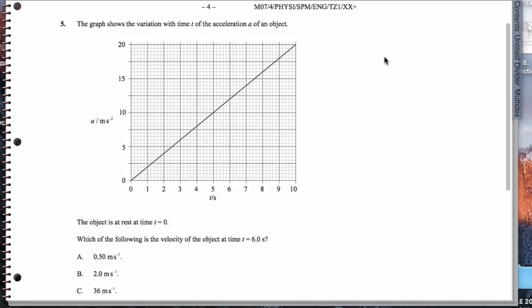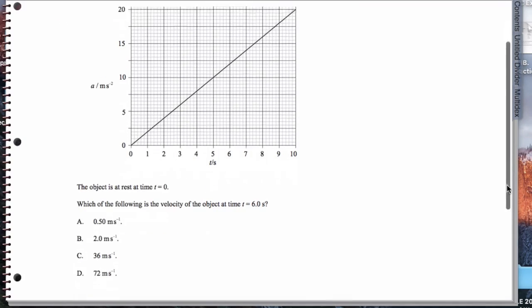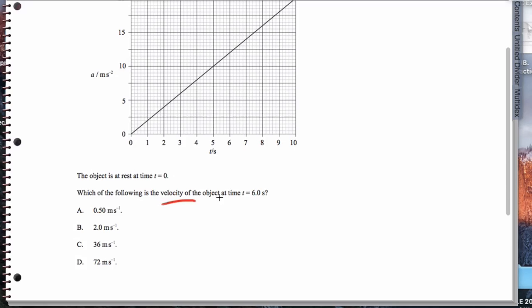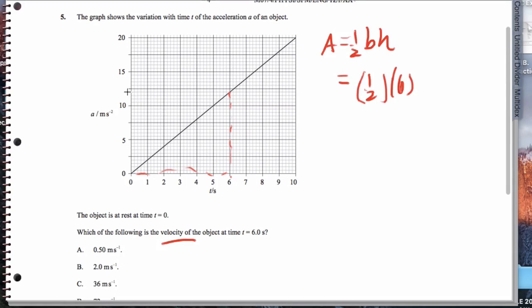Now here, once again, we have an acceleration versus time graph, and we want to know what the velocity is at 6 seconds. So we need to use the area. This is a triangle. I'd want to get the area formula of a triangle on my note card. So I'd have 1/2 times the base, which is 6, times the height, which when I count the squares properly ends up being 12. And that's going to be 36 meters per second.